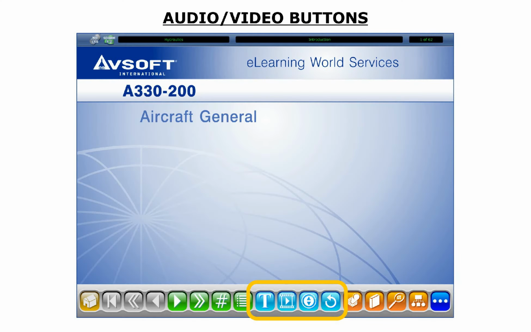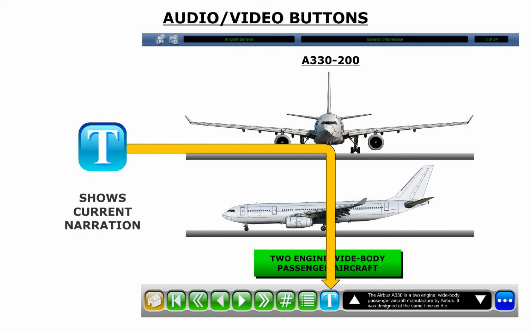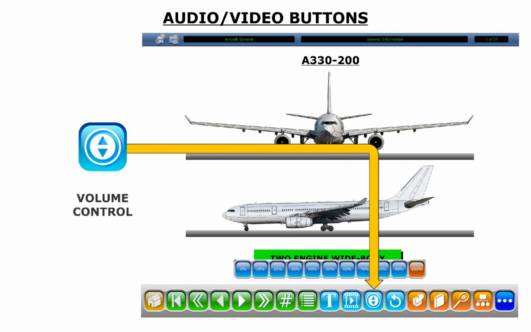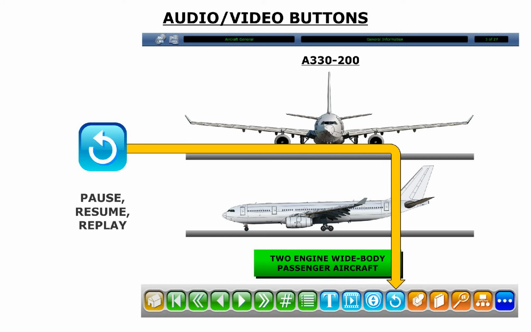The blue audio video buttons are, starting from left: the narration button, tapping on this button will open a text box showing the current narration. Movie mode, a user can switch between page turner and movie modes. Volume control, tapping on this button will show an additional control, which allows the user to select the desired volume. And pause, resume, or replay the current audio.